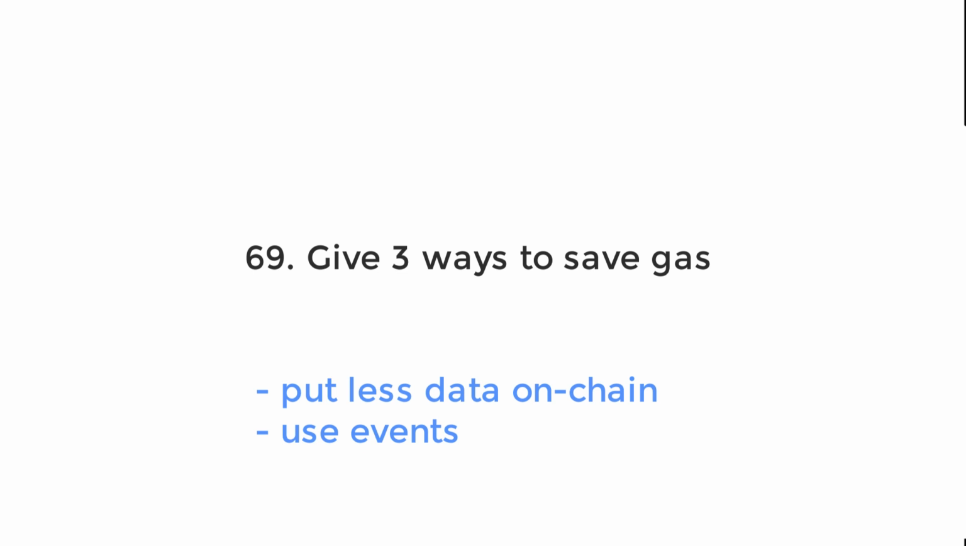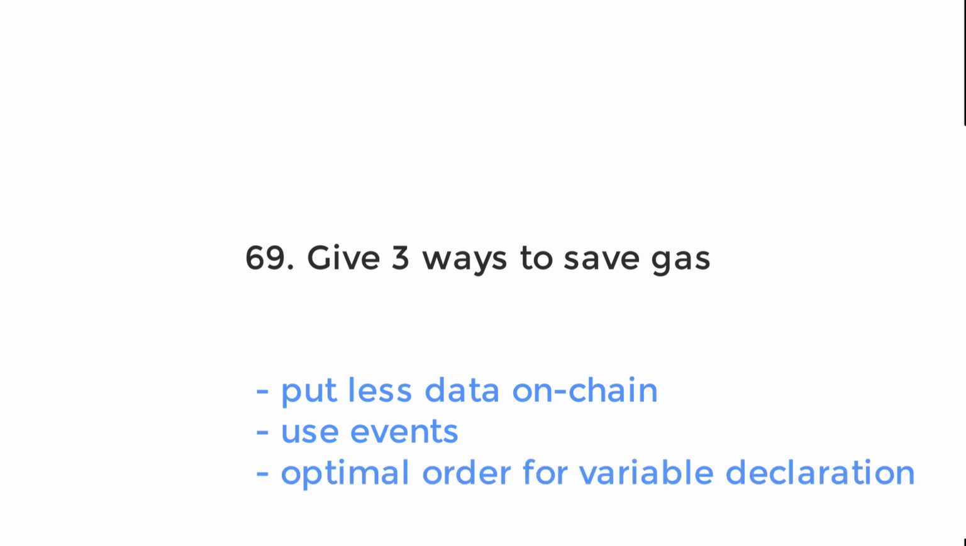Give 3 ways to save gas. First, you can put less data on chain. You need to only put what is really important on the smart contract, and all the rest can be put off chain. Next, you can use events instead of storage. And finally, you need to optimally order your variable declaration.